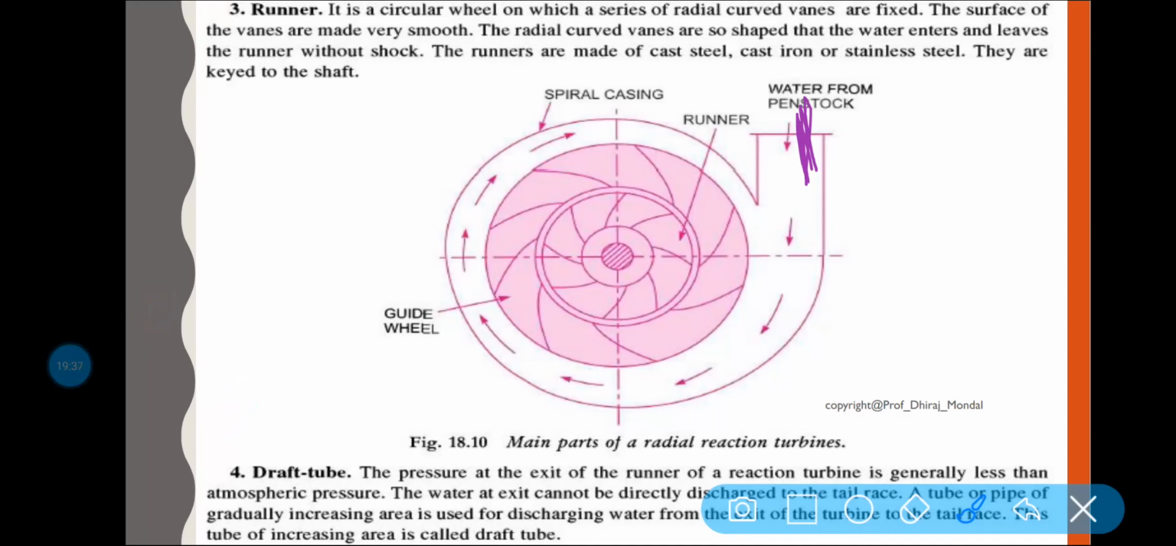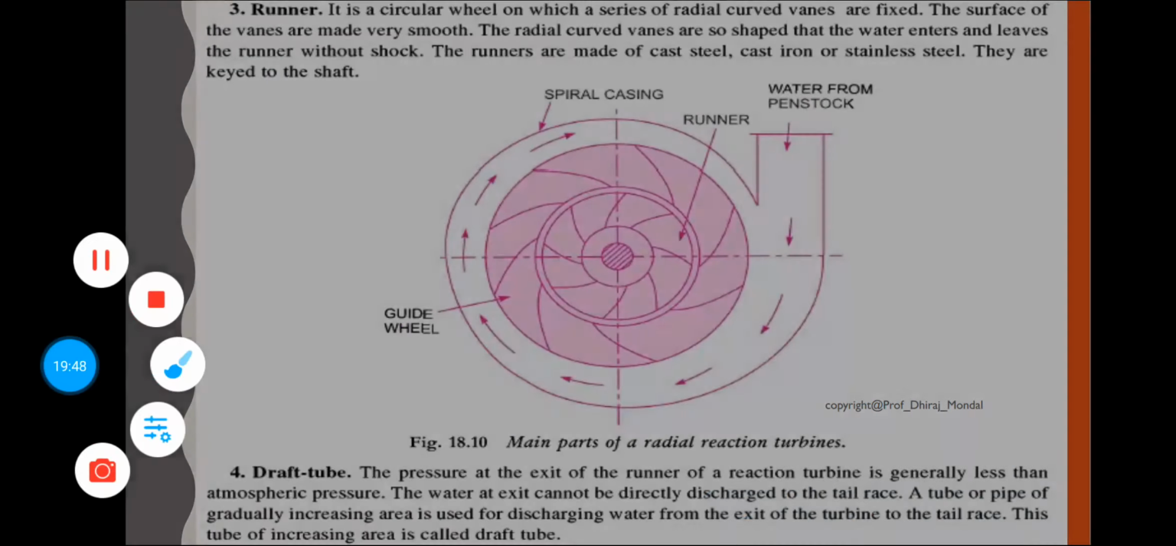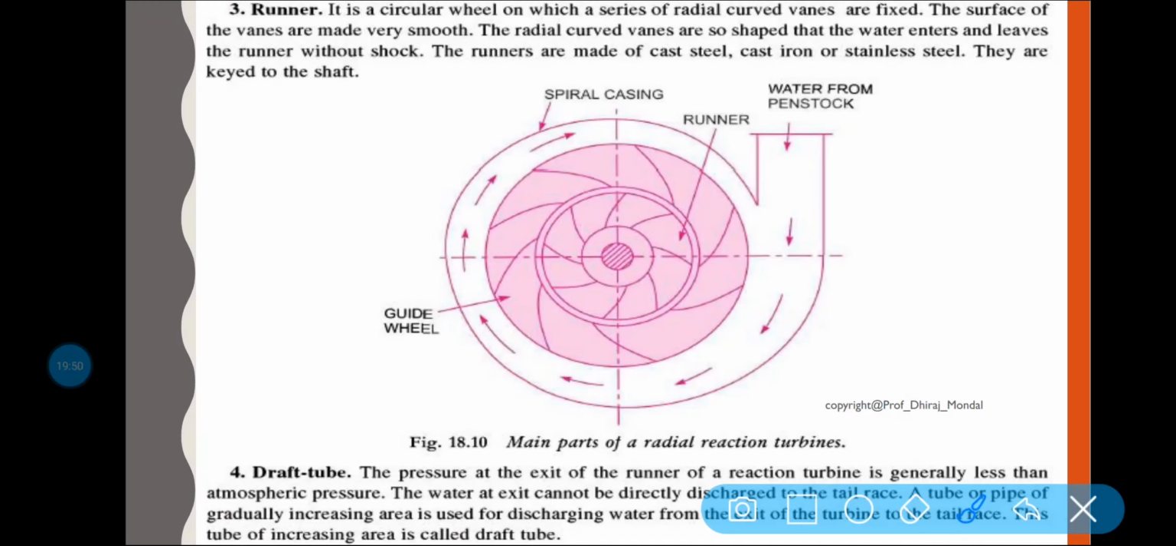That means the shape of the casing is spiral. Spiral shape means, have you seen the DNA? Like this, it is forming a spiral shape. Or sometimes you have seen stairs coming up the outside wall of a building. So that is your spiral casing. Spiral means the shape is like a DNA.